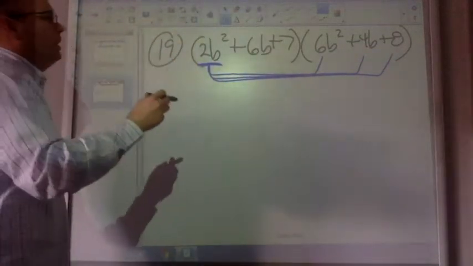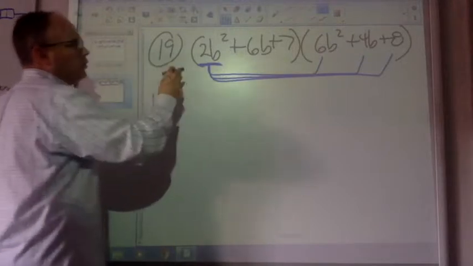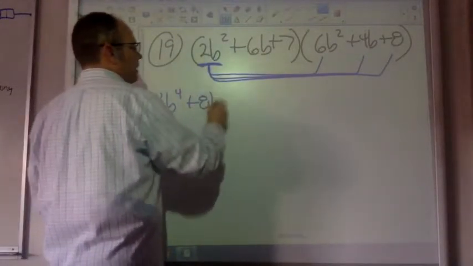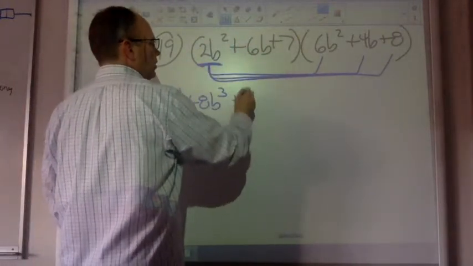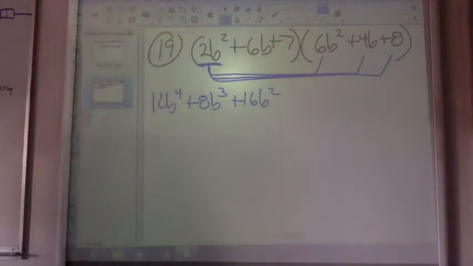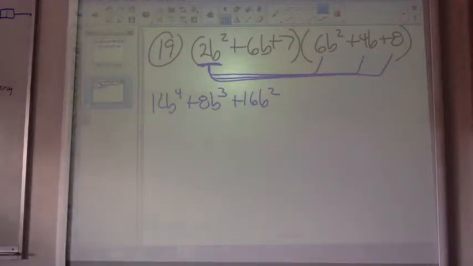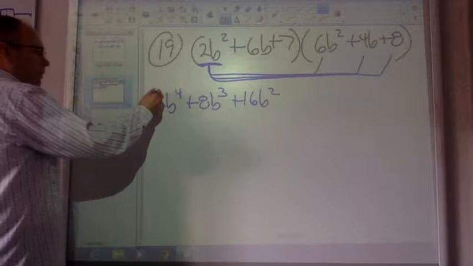So negative 2b times 6b squared is 12b to the fourth. 2b squared times 4b is 8b to the third. And 2b squared times 8 is 16b squared. Okay, so let's pause there for a minute. Does that all make sense of what I just did? Does it make sense why the exponents increased by adding? Yeah. 12b squared. Sorry about that.